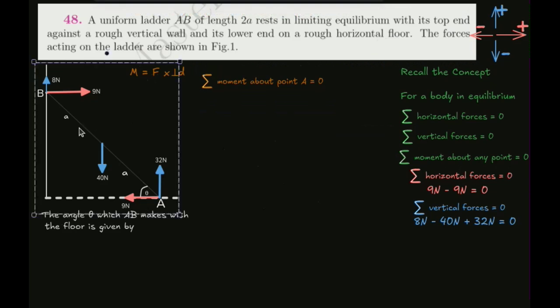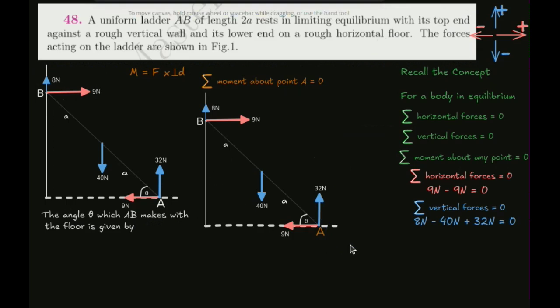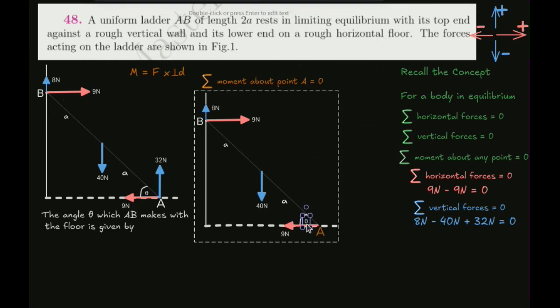Okay, so if we take the moment about this point A, change the color, we see that the force directly acting on this pivot point will be 0, as we just saw from our other example. So this 32 newton will result in 0 moment, so we can remove it. And similarly, this 9 newton will result in 0 moment because their line of action passes through the pivot.